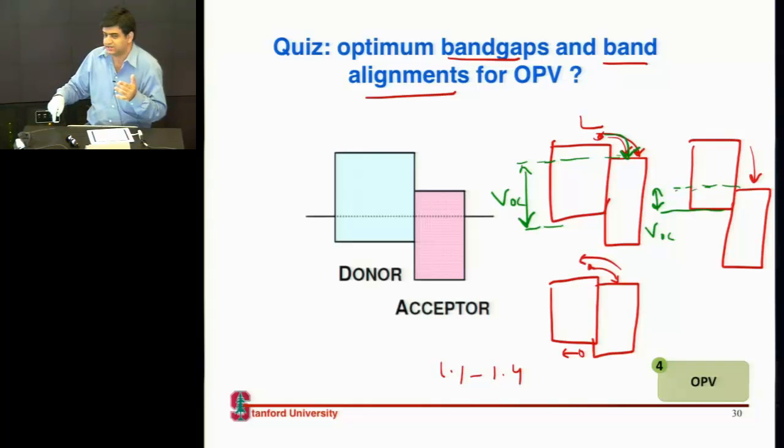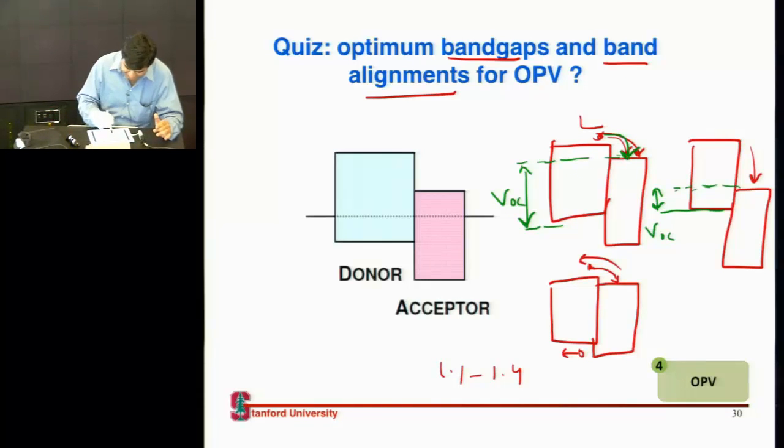Okay, is that clear? So ideally I want, as you guys have said, a band gap of between 1.1 to 1.4, and I want to keep this misalignment or this mismatch in the conduction level to be decent but not very high.